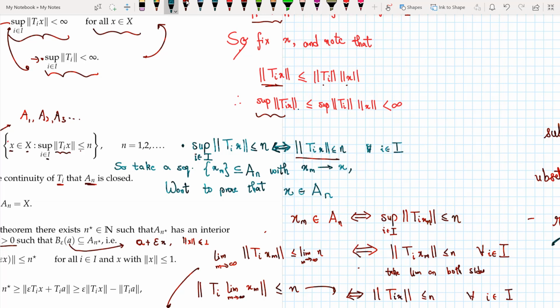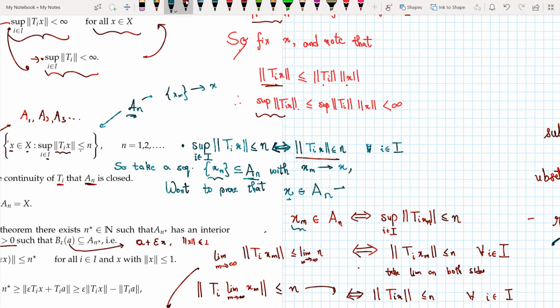So take a sequence x_m in A_n. I had this set A_n that I constructed here, and in this A_n I take a sequence x_m such that x_m tends to x. Now I want to prove that x also belongs to A_n, because if I can prove that x belongs to A_n, then I can prove that this A_n is closed. So let's see how we would do this.